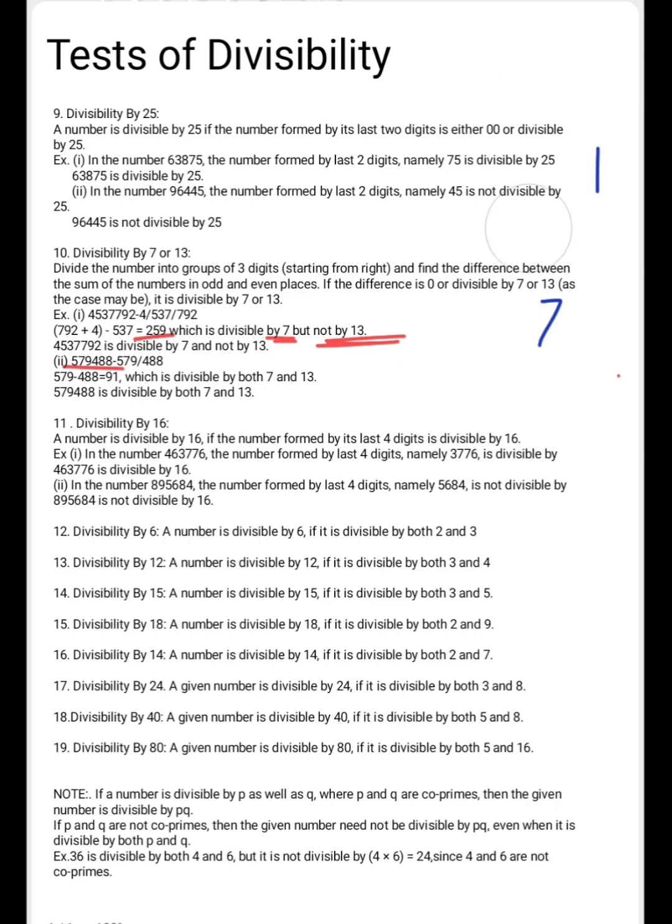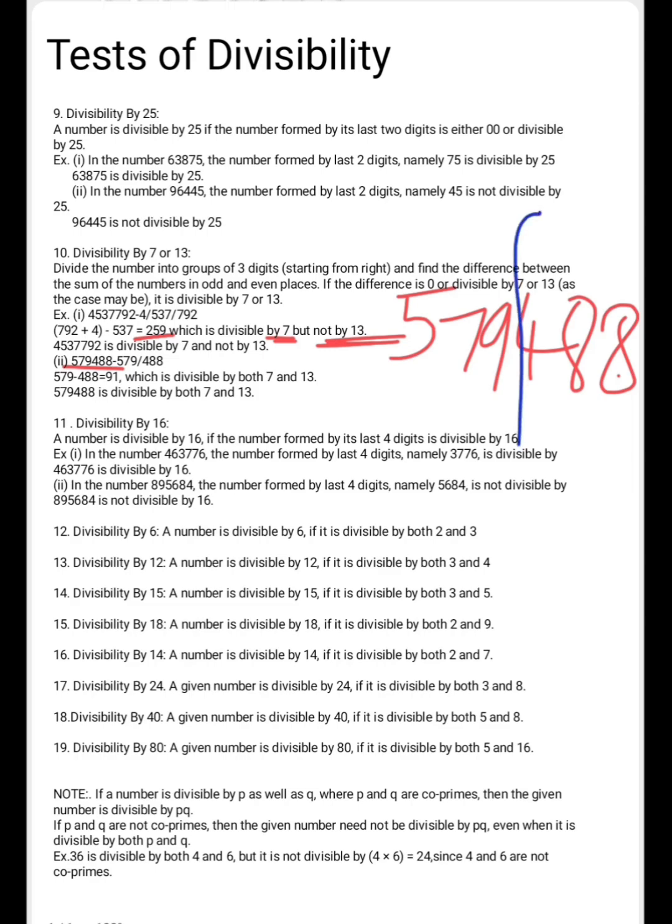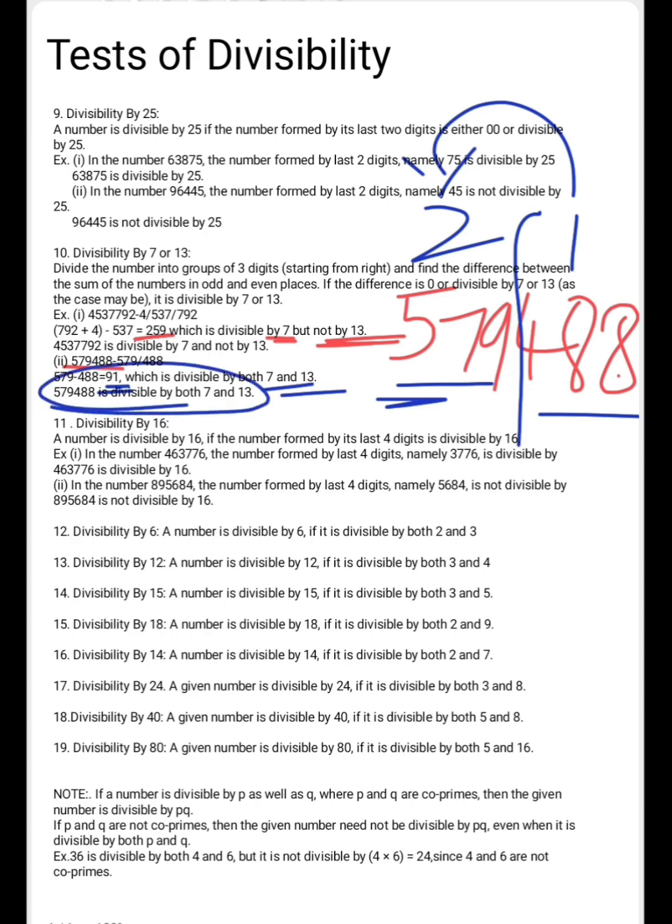57948. Let me write here 57948. In the same way, we need to divide into 3 sections, like 488 and 53. This is one place, and for the second place we can directly subtract 1 minus 2, like 488 minus 5, 799. We get a value of minus 91, which is divisible by both 7 and 13. Then this entire number will be divisible by both 7 and 13.